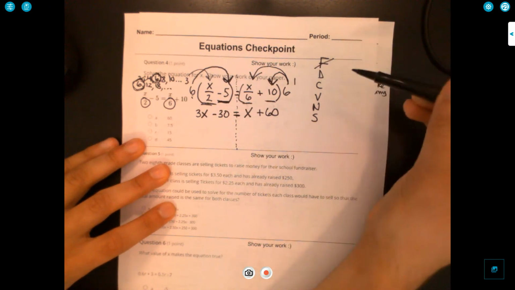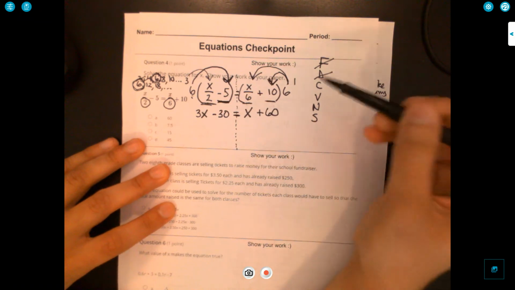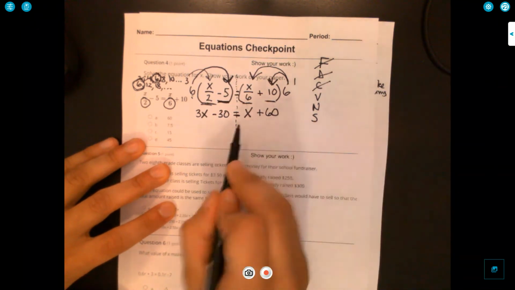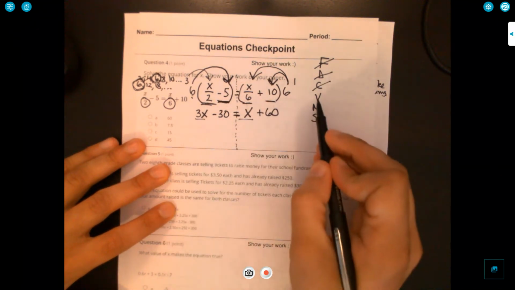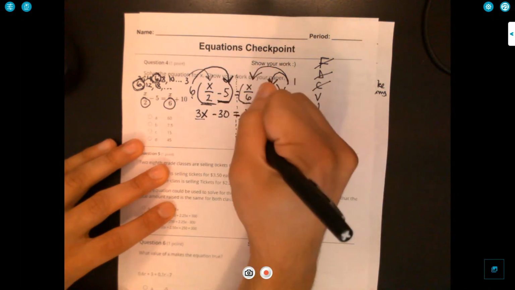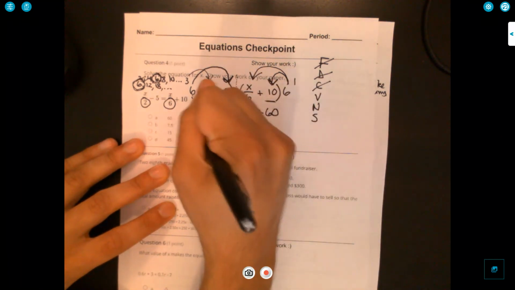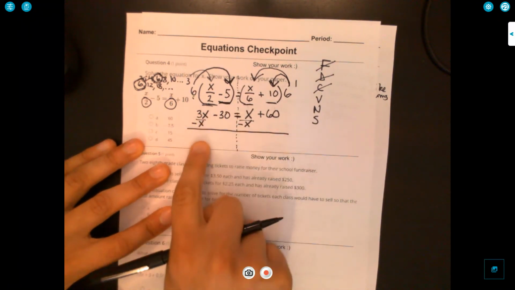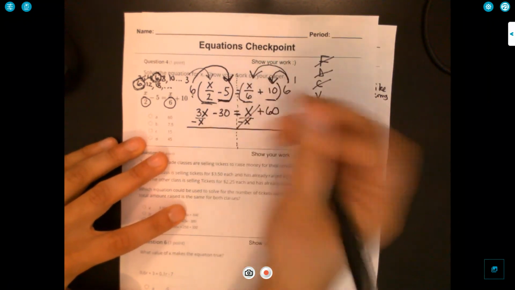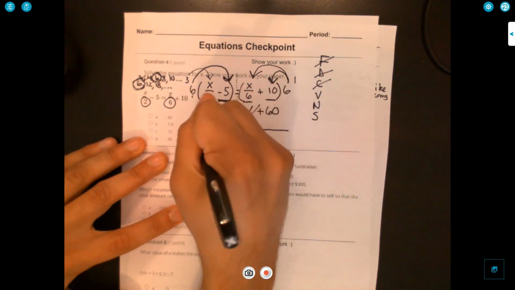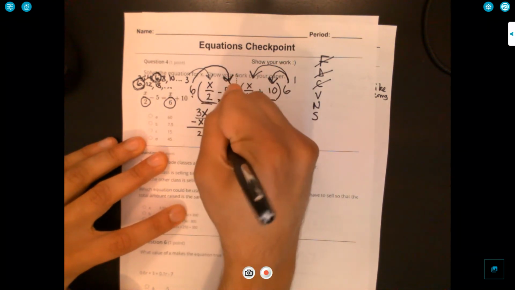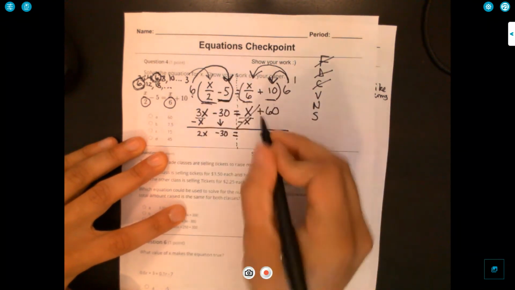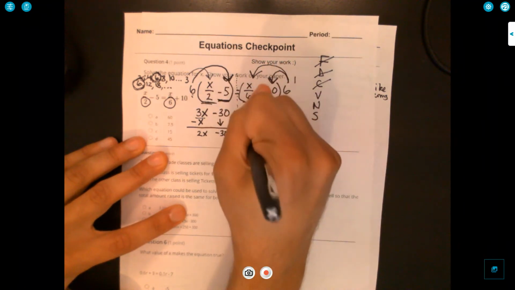So we got rid of the fractions, we distributed. We don't need to combine like terms. We have a variable on both sides, so we're going to need to move a variable over. So I'm going to say -1x, -1x. Remember, I'm keeping my variables with my variables. So that's going to cancel out. 3 minus 1 is 2x. Bring down this -30 is equal to, bring down this 60.